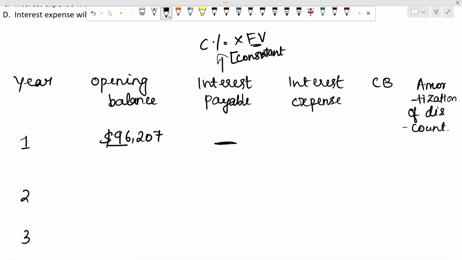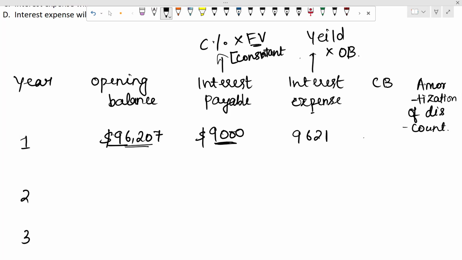So what is going to be the interest payable? The face value of the bond is 1 lakh. Coupon rate is 9%. So when we apply 9% on 1 lakh, we get $9,000. So that is the interest payable. Now, how to calculate this interest expense? This interest expense is nothing but yield into opening balance. What is the yield? Yield is 10%. What is the opening balance at the beginning of the first year? 96,207. So 10% of 96,207, we get 9620.7. We can round it to 9621.